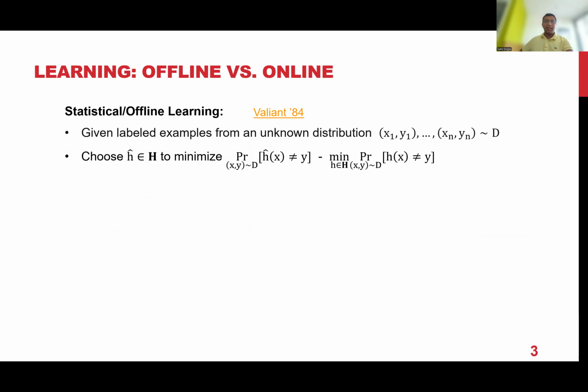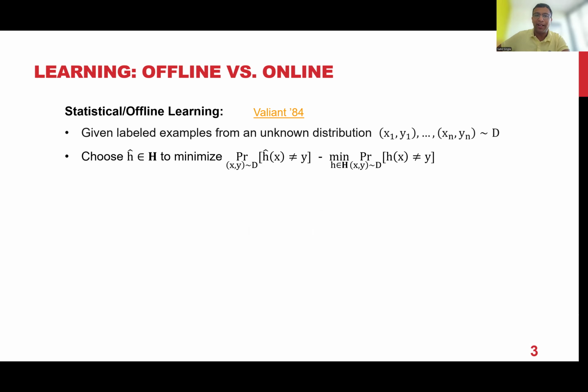So let's look at what is known about learning. Firstly, classical statistical learning, or offline learning, goes back to at least the model of Leslie Valiant from the 80s. Here the setup is that there is some underlying unknown distribution D, and you're given a bunch of labeled samples, xi, yi, from this distribution, say n labels.